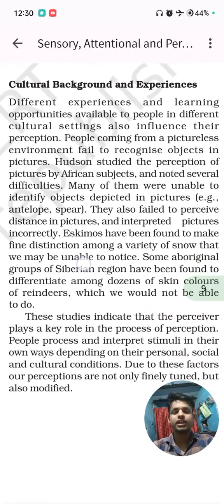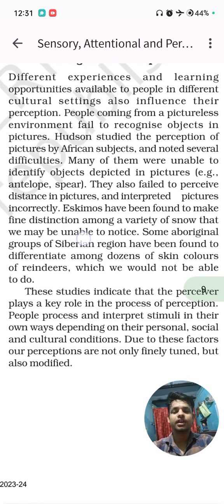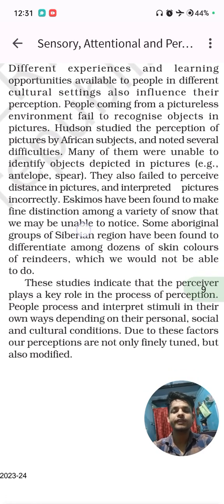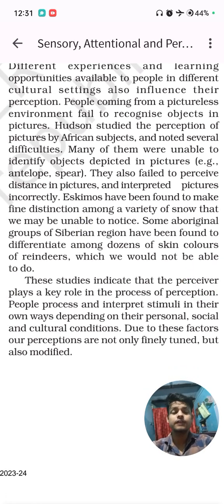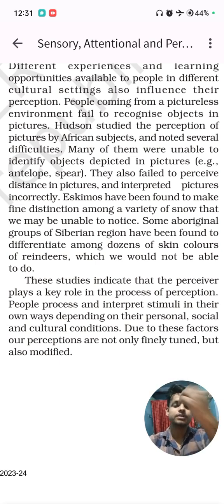Cultural background and experience. Different experiences and learning opportunities available to people in different cultural settings also influence their perception. People coming from a background that lacks pictures fail to recognize objects in a picture. Hudson studied the perception of pupils of a particular culture and noted several difficulties. Many of them were unable to identify objects depicted in a picture, for example, an antelope and a spear. They failed to perceive distance in a picture and interpreted pictures incorrectly.